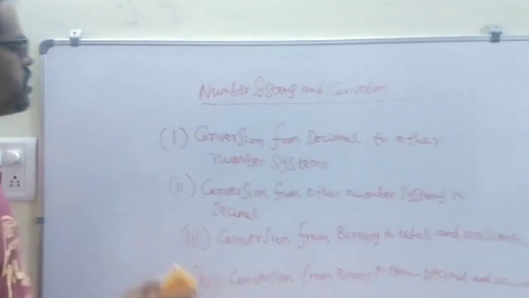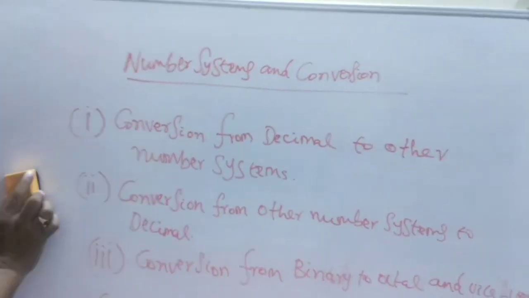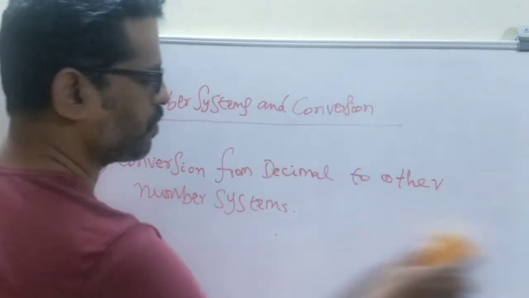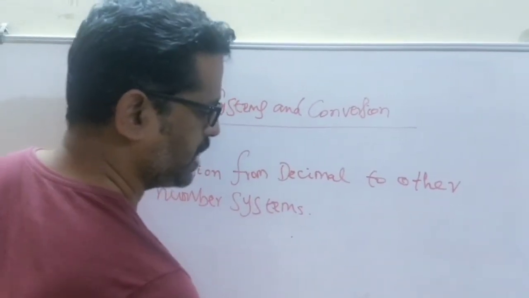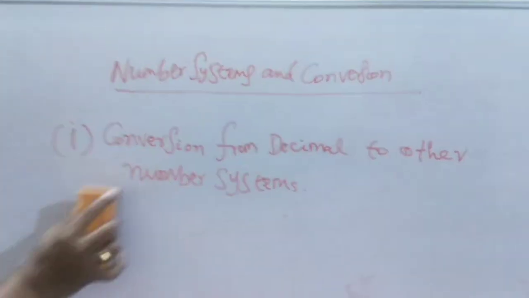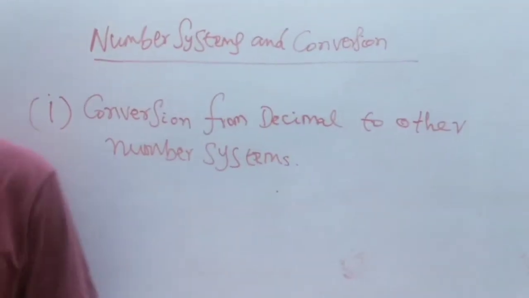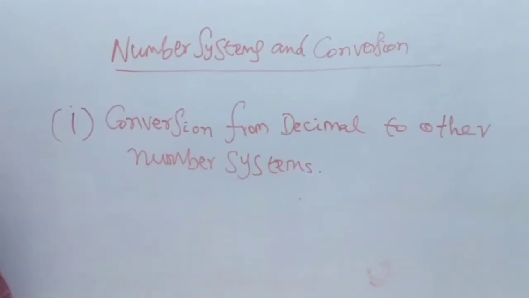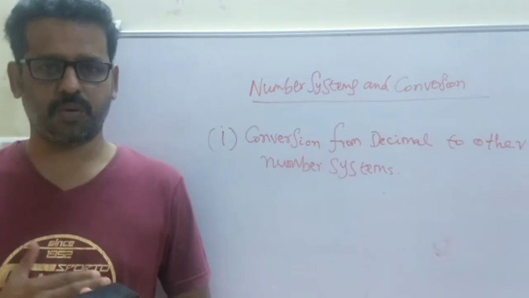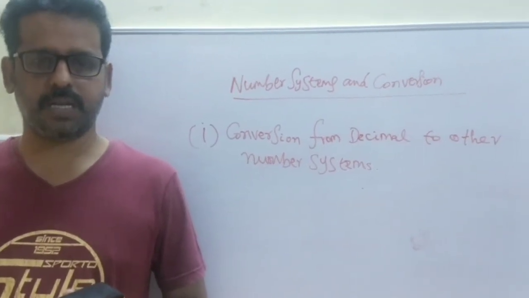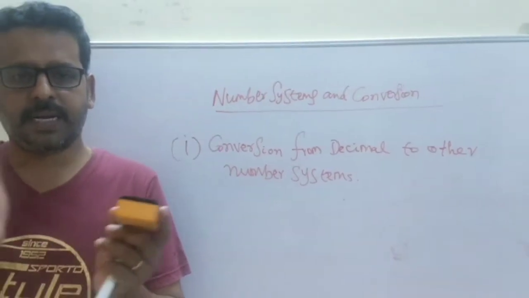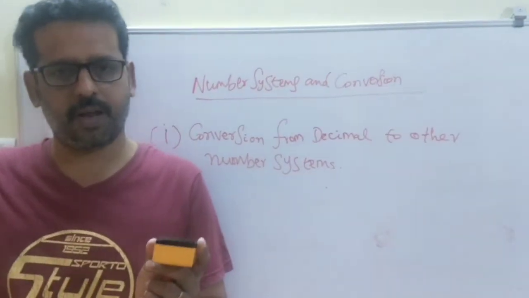First we'll discuss the first category, conversion from decimal number system to other number systems. There is a standard procedure for converting from the decimal number system to another number system. What does this mean? You have to separate the number into the integer part and the fractional part.